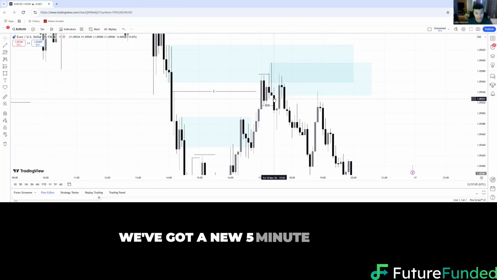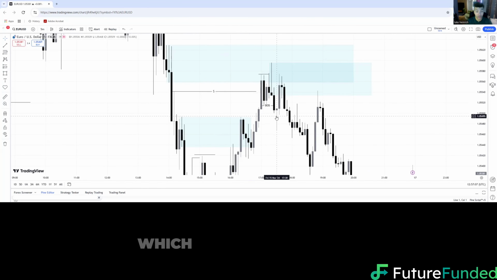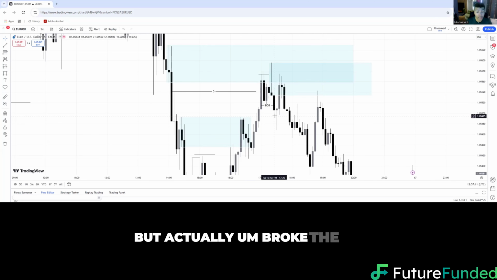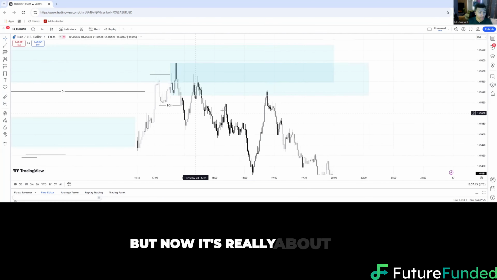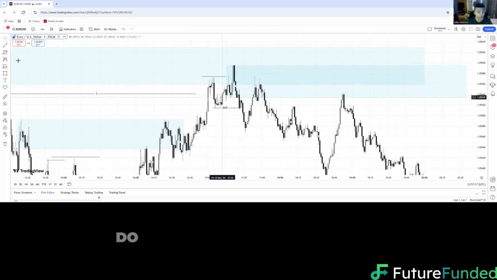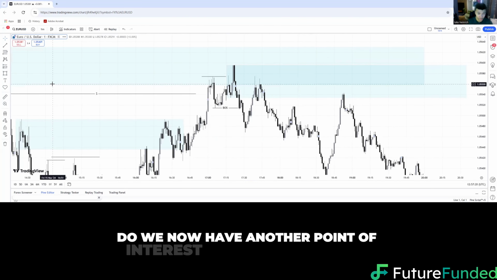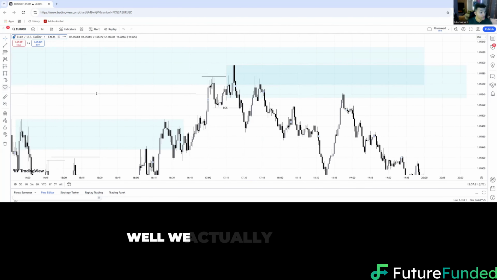We've got a new 5-minute point of interest which has been created, which not only got created but actually broke the uptrend structure on the 5-minute. But now it's really about, okay, on the 1-minute, do we now have another point of interest that we can focus on? Well, we actually have two.